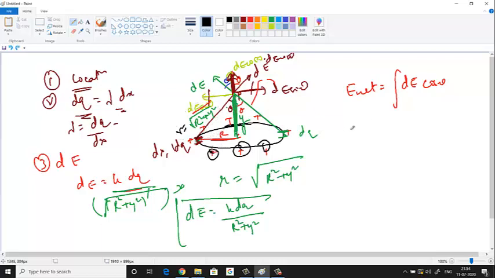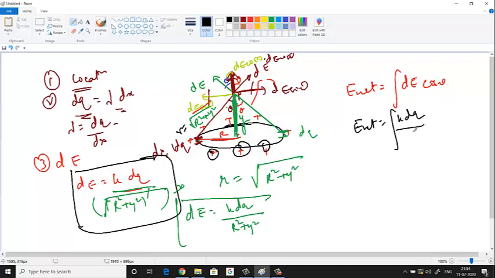So what is dE? dE is this value. So what is E net? E net is equal to, put the value of dE, k dq divided by r square plus y square, into cos theta. The square and root get cancelled.